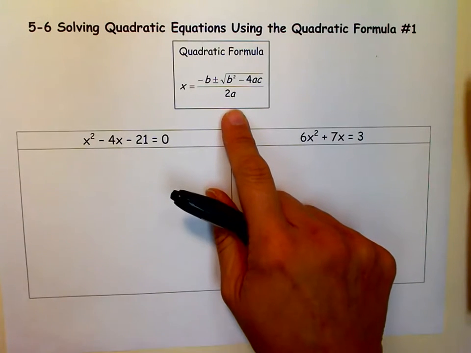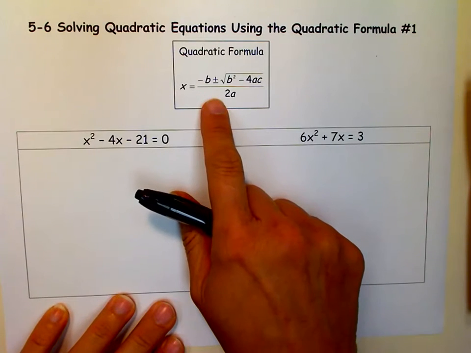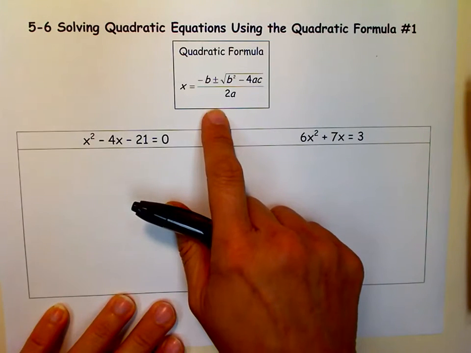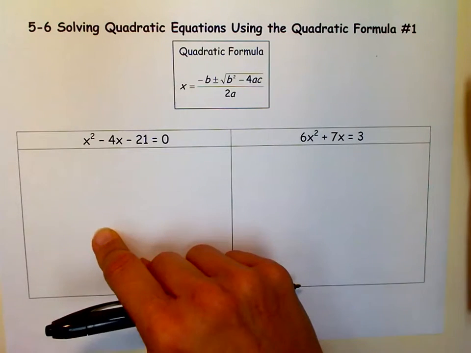Some people, music is powerful, and you can put it to a little tune. I know that some of our students sing it. X equals negative b plus or minus the square root of b squared minus 4ac all over 2a. So rewind that and memorize that little tune, because you've got to memorize it.